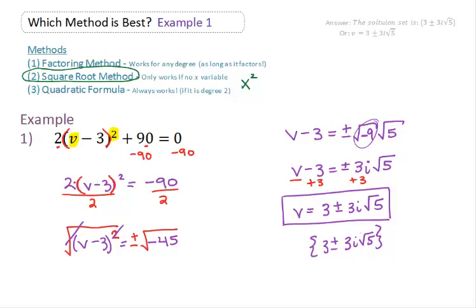So you can see that this method is solvable by using the square root method. If we look at our answers here, our answer does include an i and a square root of 5 in it, so you could not have solved this by using the factoring method. Those are not pretty answers. However, you could have solved this by using the quadratic formula.